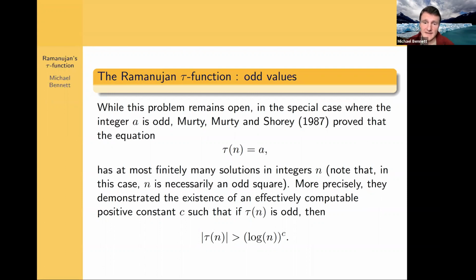And stronger than that, they prove that the absolute value of tau of n, if tau of n is odd, grows like a power, a positive power, that's sort of important, of log n. And so in particular, this tau of n goes to infinity as n runs through odd squares. A couple of comments on this. The truth is something stronger than this, but this is what one can prove in general.